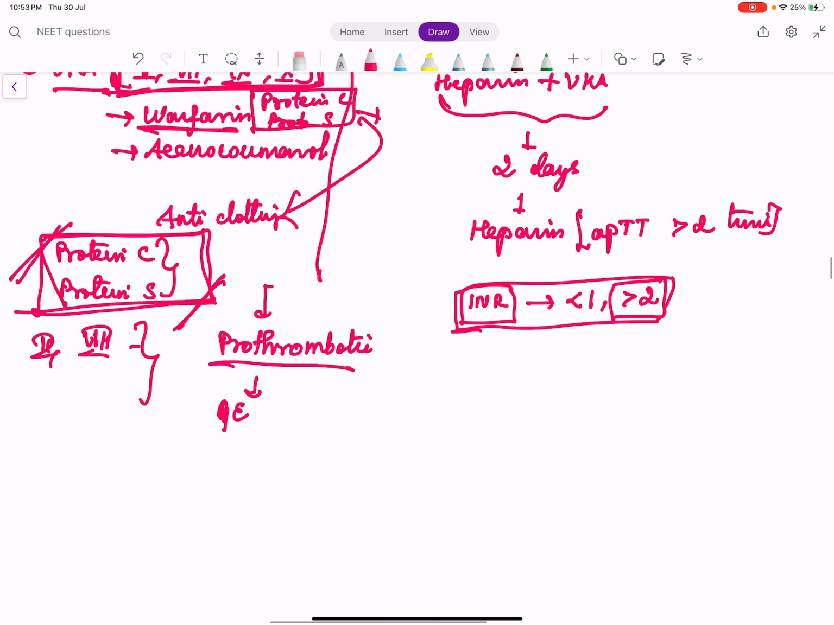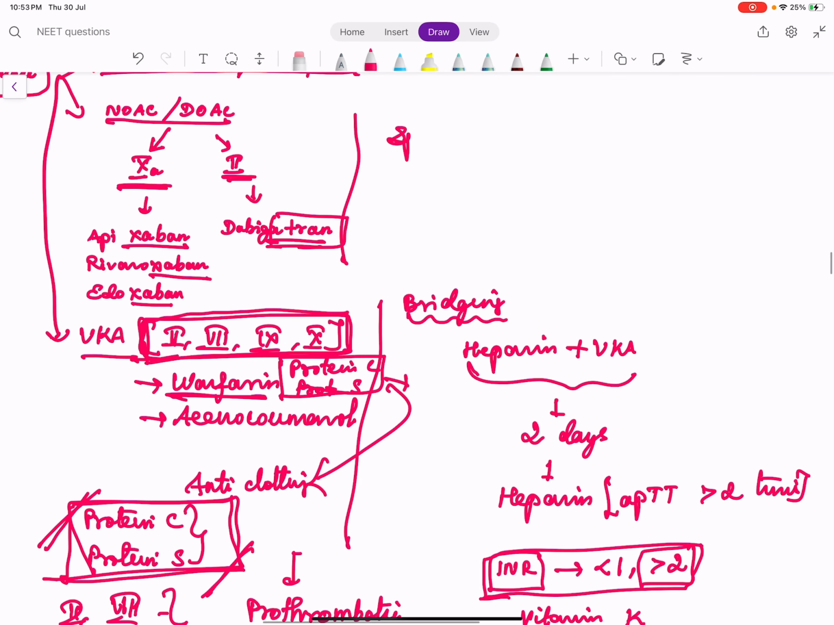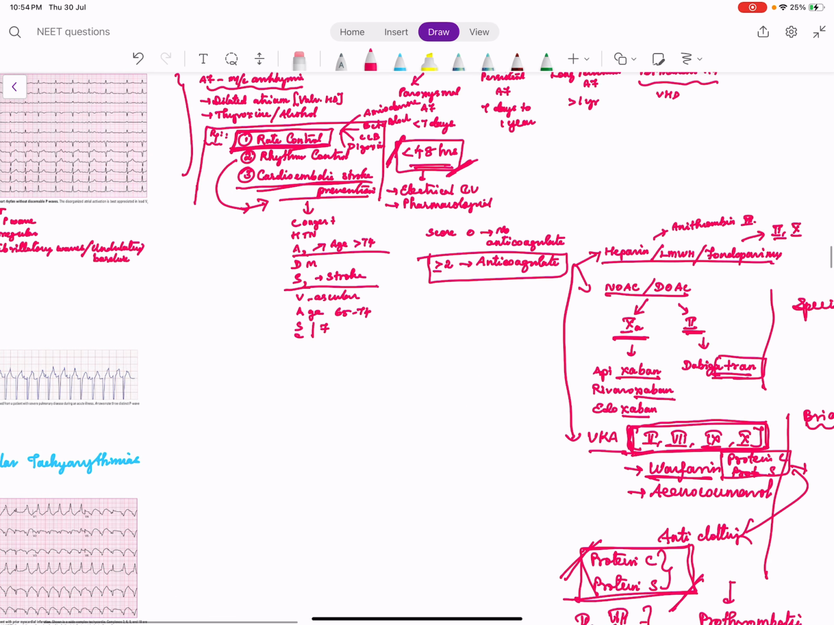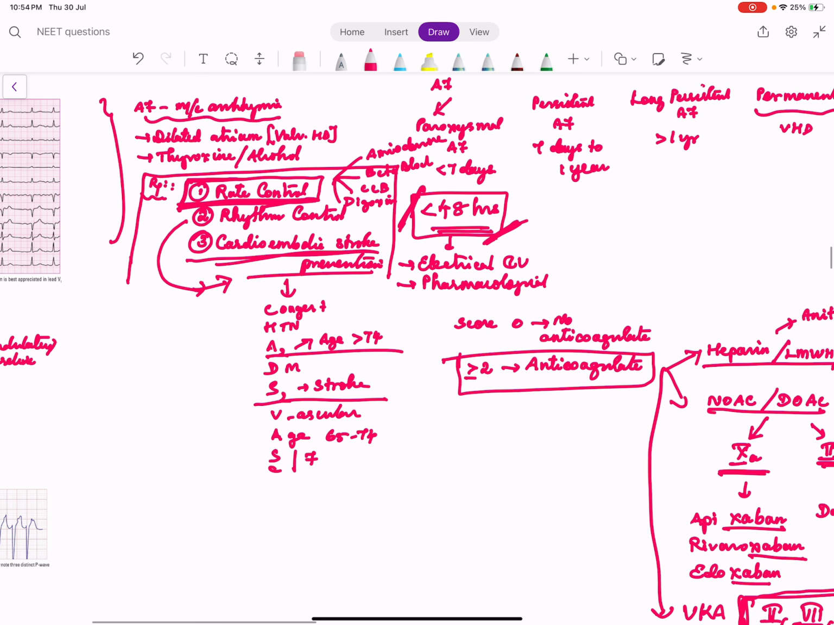The antidote for vitamin K antagonist is obviously vitamin K. We can give FFP or cryoprecipitate. There are some specific reversal agents available for NOACs or DOACs. Okay. So this is about cardioembolic stroke prevention.